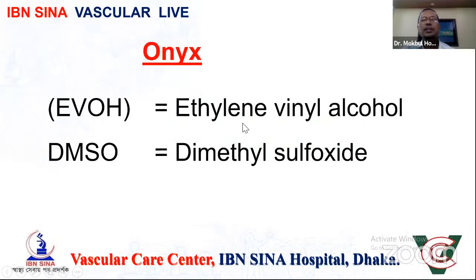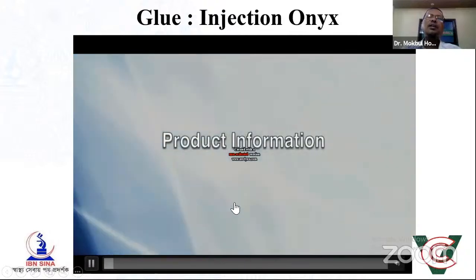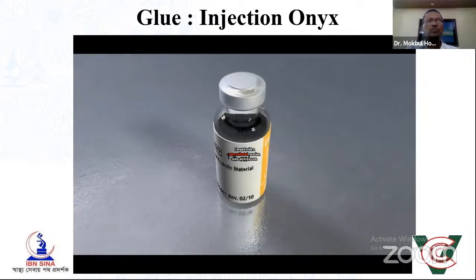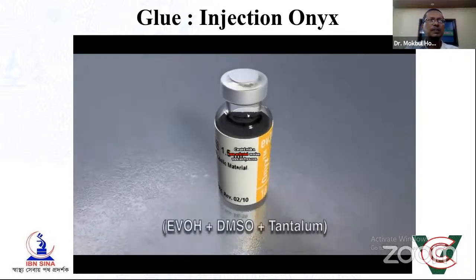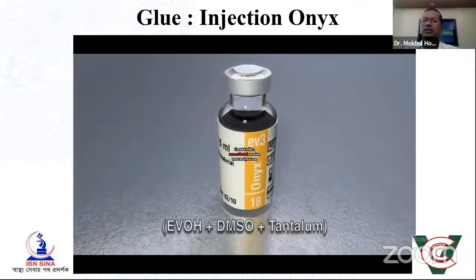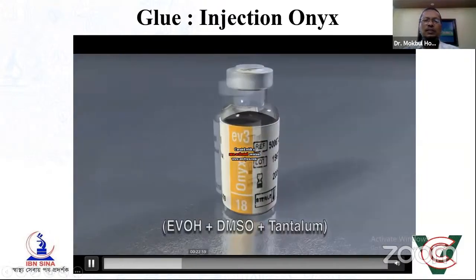This is the injection Onyx. Chemically, it is ethylene vinyl alcohol combined with DMSO, dimethyl sulfoxide, which acts as a priming agent. Onyx is a non-adhesive liquid embolic agent comprised of ethylene vinyl alcohol copolymer, EVOH, dissolved in dimethyl sulfoxide, DMSO, and suspended micronized tantalum powder to provide contrast for visualization under fluoroscopy.